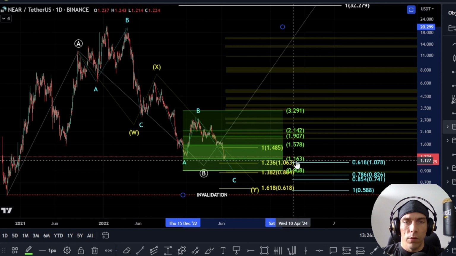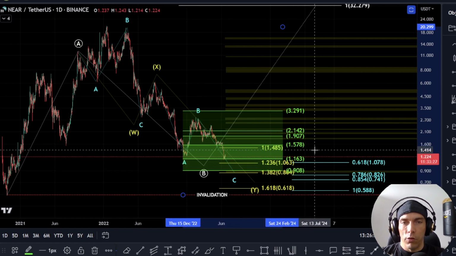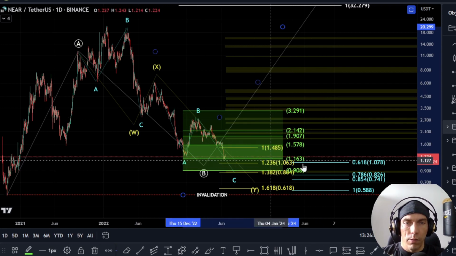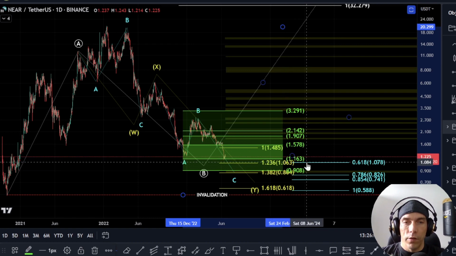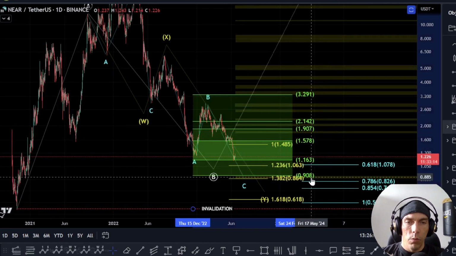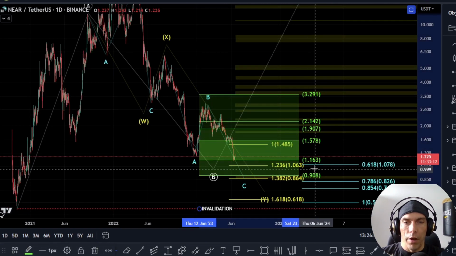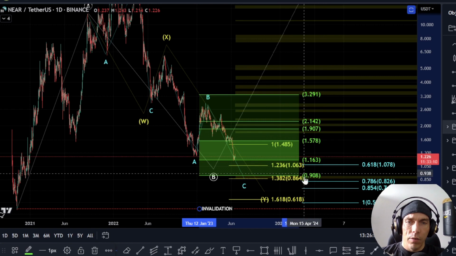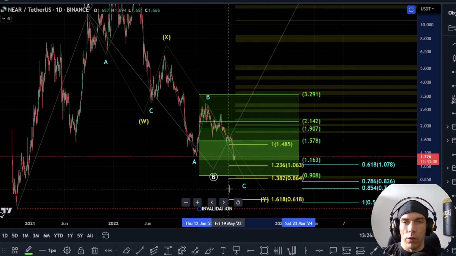The green target box here is showing us a typical retracement zone. We've already come down to the 0.786 sitting here, this $1.16. If we do look to push down deeper here, we do have the 0.854, which is sitting towards this 0.908 level. So I'll be keeping an eye on that if we do see price continue to the downside here.